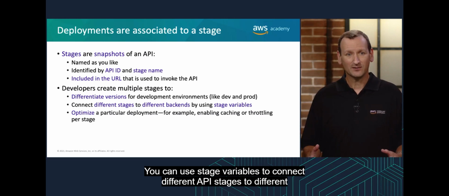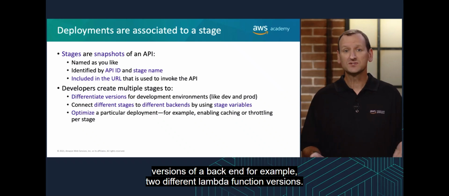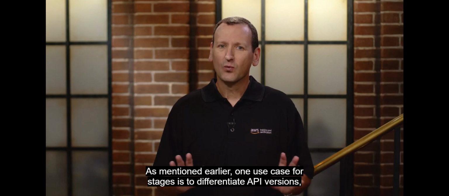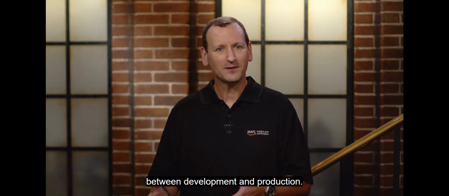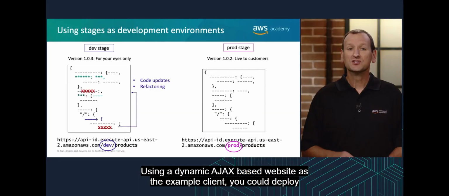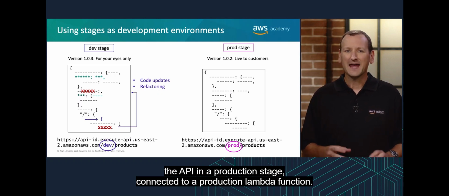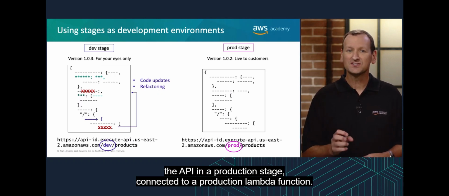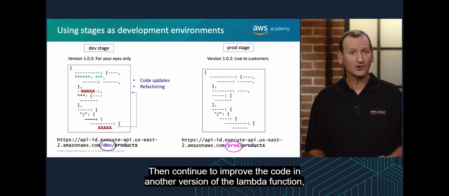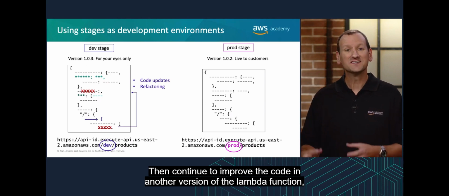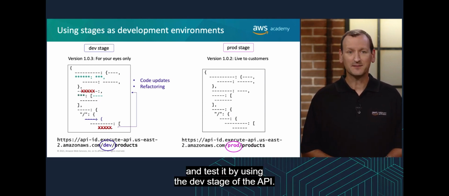You can use stage variables to connect different API stages to different versions of a backend. For example, 2 different Lambda function versions. As mentioned earlier, one use case for stages is to differentiate API versions between development and production. Using a dynamic AJAX-based website as the example client, you could deploy the API in a production stage connected to a production Lambda function. Then, continue to improve the code in another version of the Lambda function and test it by using the dev stage of the API.